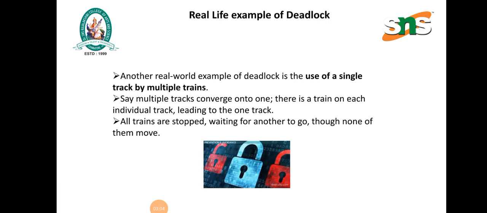Real life example of deadlock. Another real life example of deadlock is the use of a single track by multiple trains. Say multiple tracks converge into one. There is a train on each individual track leading to the one track. All trains are stopped, waiting for another to go, so none of them move.